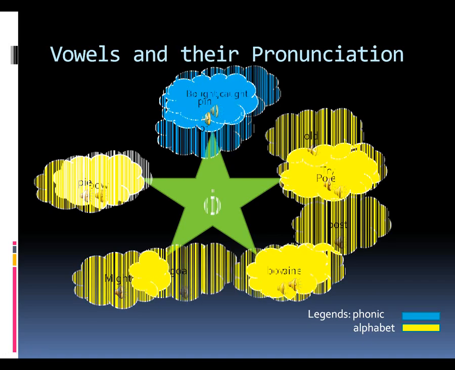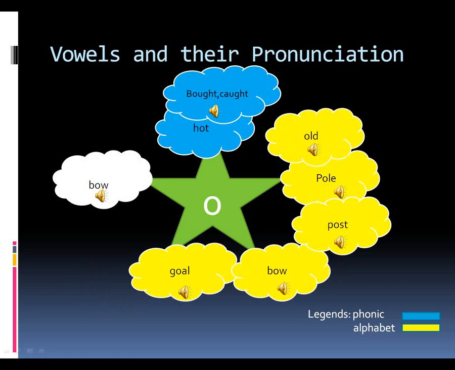The next sound is O. The phonic is here: bought, caught, hot. These are the two cases. While the alphabetical sound is O. So when O is followed by LD, it will be pronounced as O: old, gold, whole. Ending with E again results in the alphabetic sound: pole, hole.